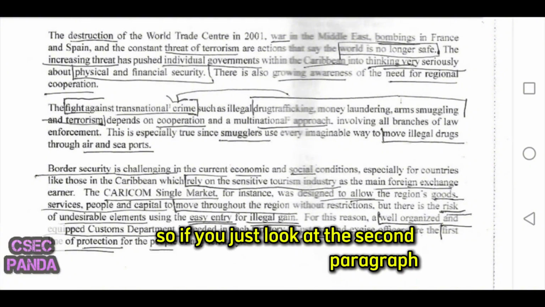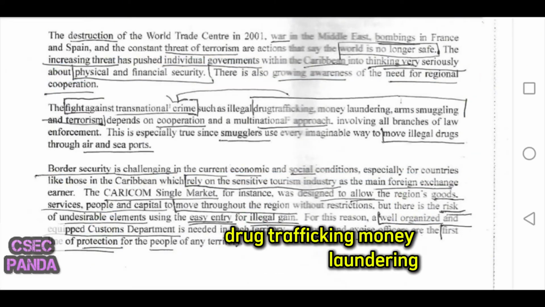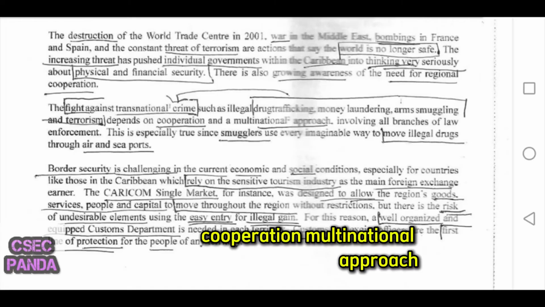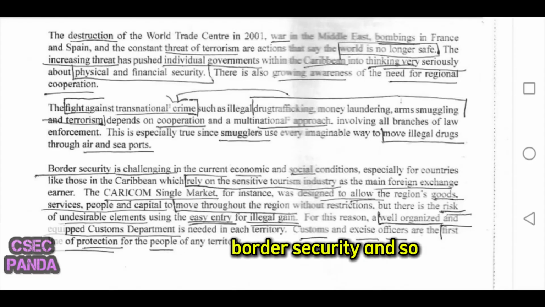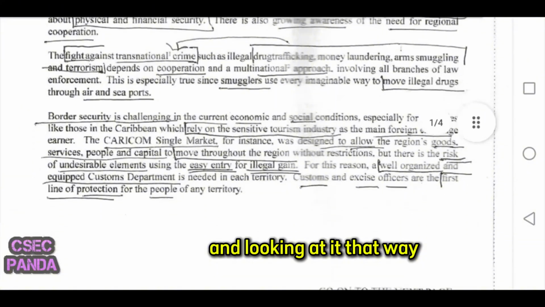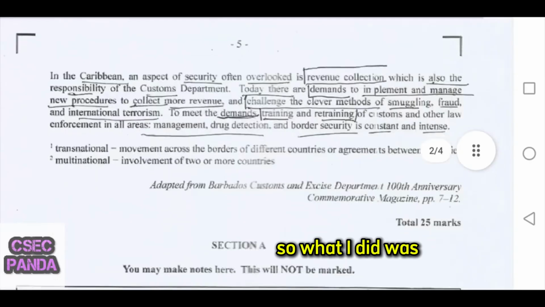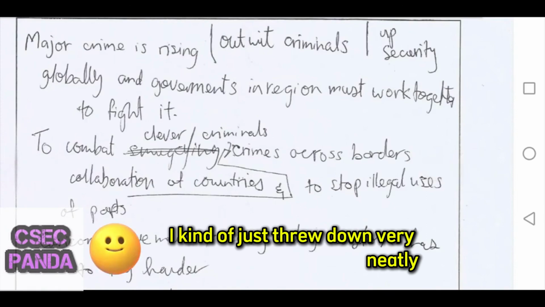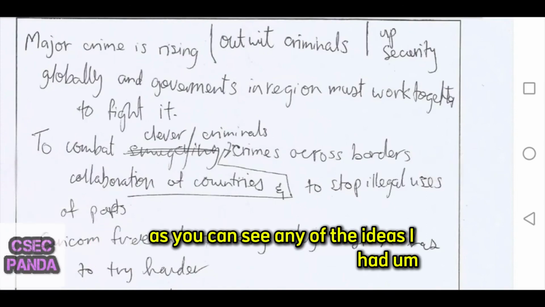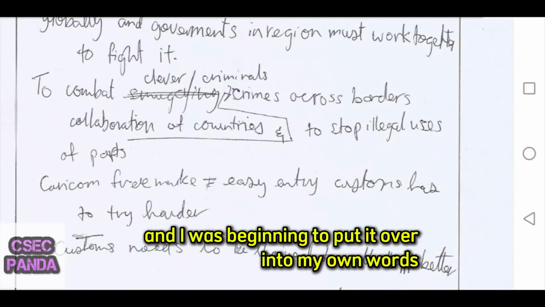So if you just look at the second paragraph, you see this fight against transnational crime, drug trafficking, money laundering, arms smuggling, cooperation, multinational approach, smugglers move drugs, air and seaports, border security. And so when you're telling yourself these things and looking at it that way, certain ideas begin to jump out at you, right? So what I did was I threw down very neatly, as you can see, any of the ideas that I had. And I was beginning to put it over into my own words.